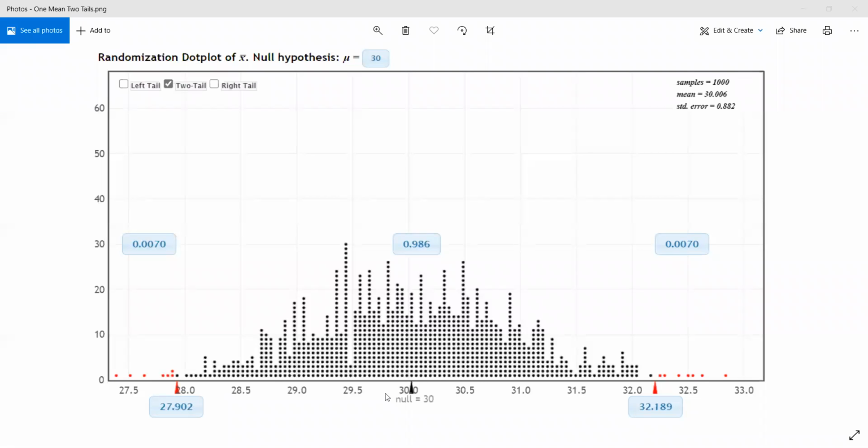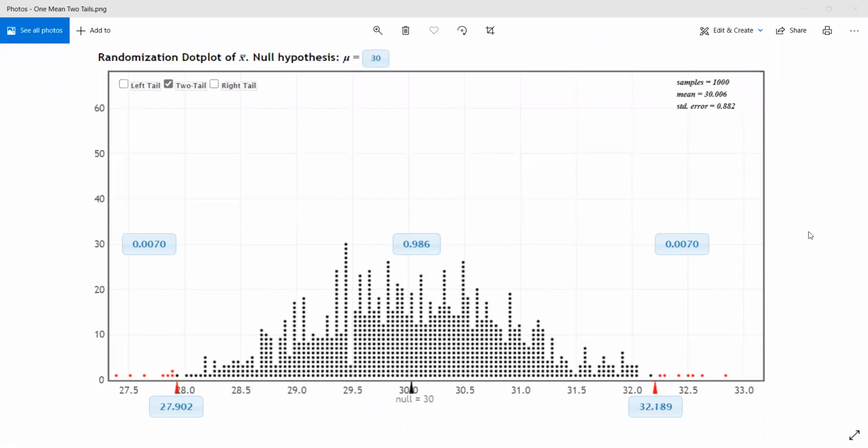Same situation here. All right. Now this is also a two-tailed test. Is this the same thing? No, this is a different one. All right.